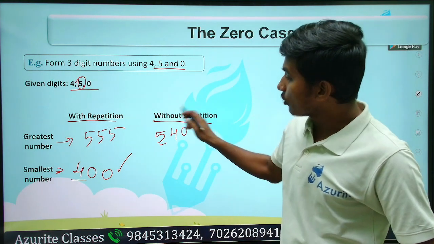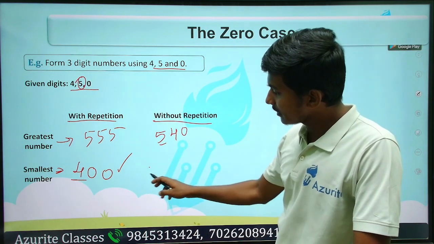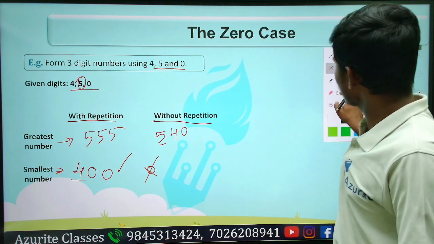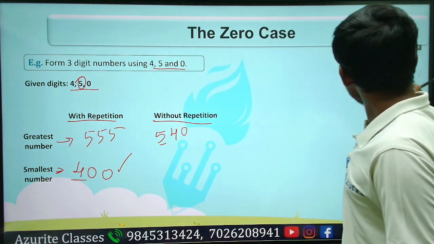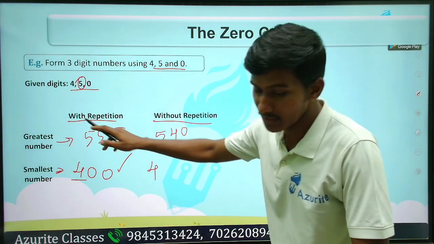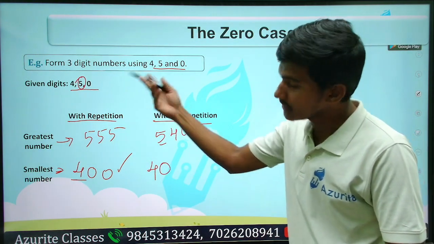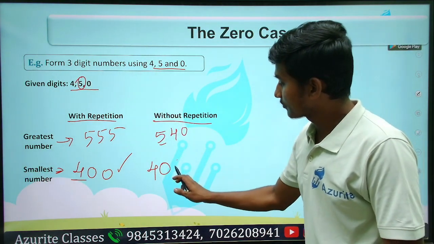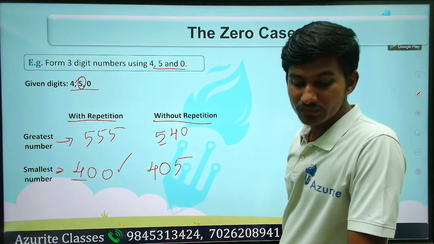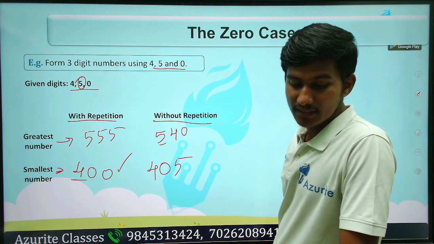Now without repetition we cannot repeat. Which is smaller? 0 is smaller. Can we write it at the starting? We cannot write at the starting. So we have to write 405. After 0, which is the smaller? 4 is the smaller, so 4 we have to write first. After that we can write 0, and then next 5. So 405. Which is the smallest number without repetition? 405. Got it?